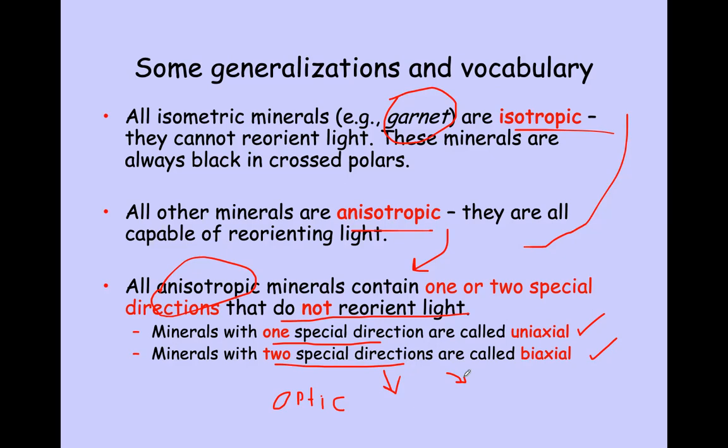So there are two such categories out of the anisotropic minerals. We call them uniaxial and biaxial. This specific direction is called the optic axis direction. Uniaxial minerals have only one optic axis. Biaxial minerals have two optic axes, because they have two special directions, and those two directions are called optic axis directions.